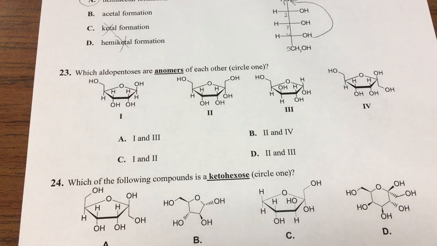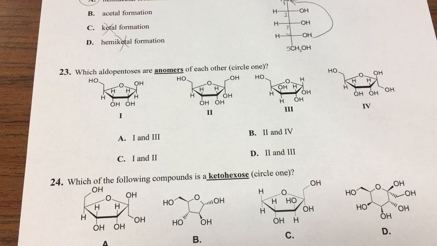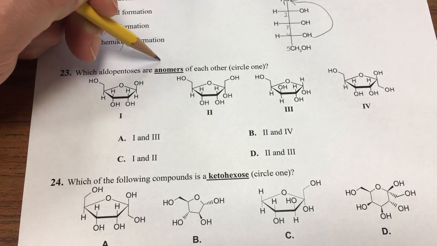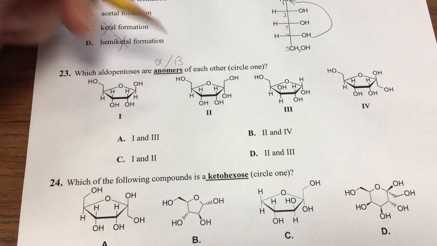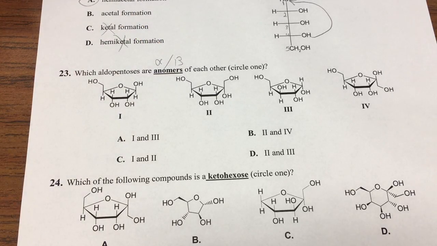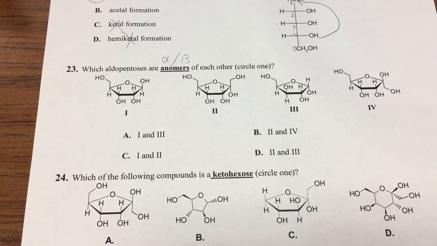Okay, 23, I actually don't like this one as much. Well, it's not too bad, but anomers here means alpha and beta right here. So it's asking you to compare the alpha and beta. One thing we want to make sure of is that we have the right sugars. And this is the reason I don't like this one, is because I believe I accidentally messed this one up. Let me see here.